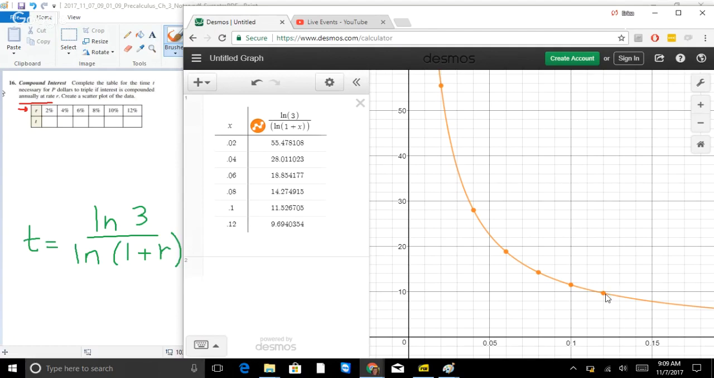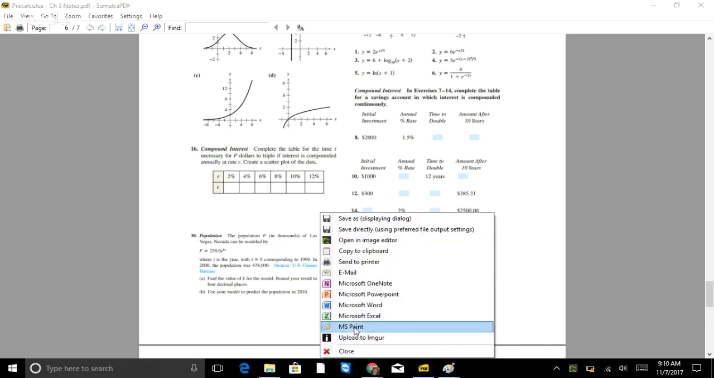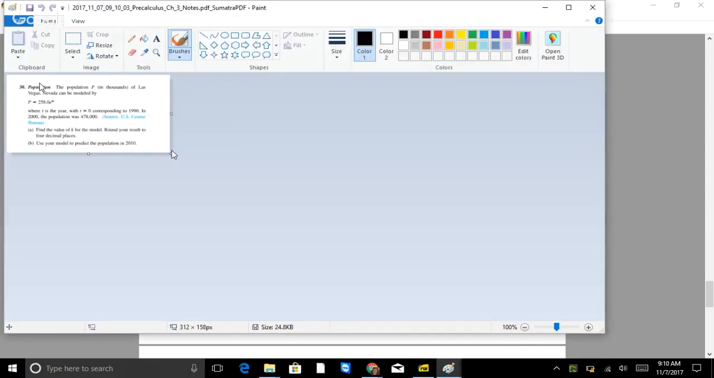All right, so one more problem and then I will send you on your way, unless my computer dies, and then you're done. Okay, so the last one is population. We're going to use exponential models to model population. I think this is a really interesting problem, something that you can actually visualize.